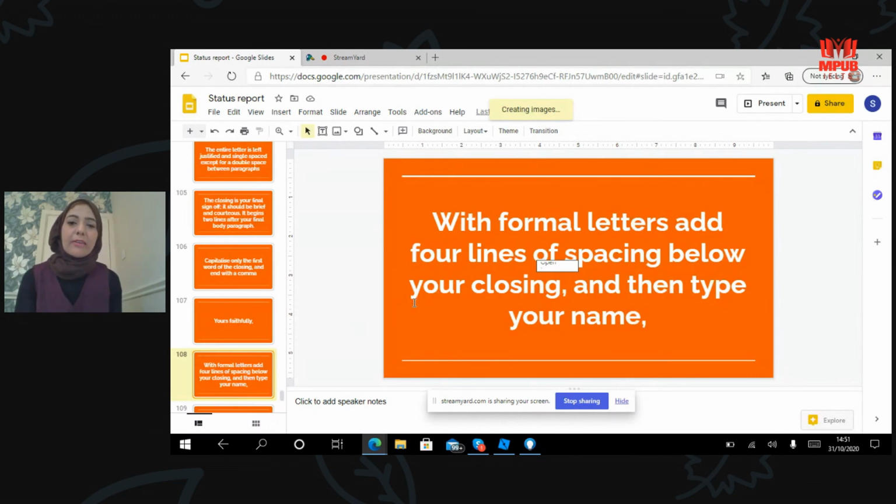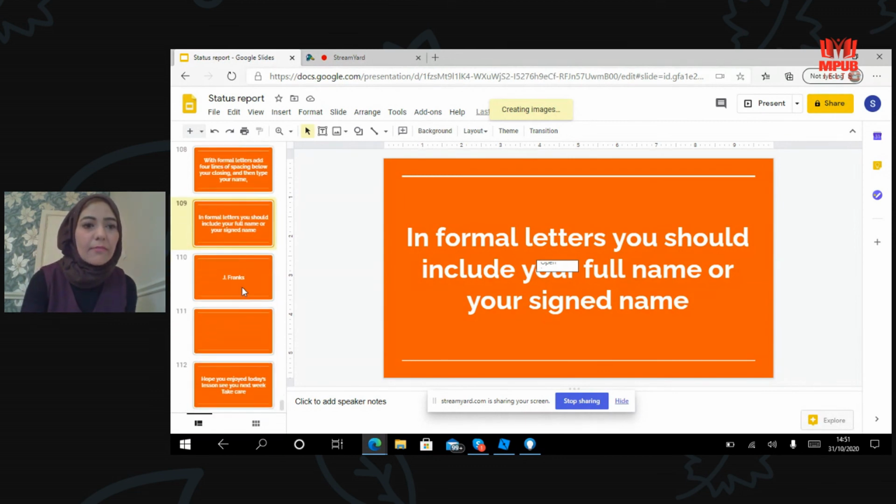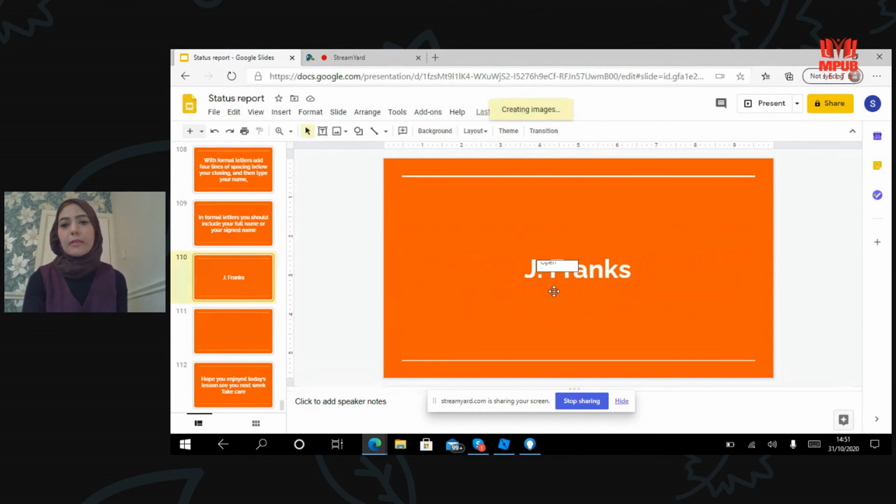With formal letters, add 4 lines of spacing below your closing and then type your name. So before your name, just add 4 lines of spacing. And in formal letters, you should include your full name or your signed name. So for example, J. Franks, that's your signing off name. Or you could actually put your full name there.